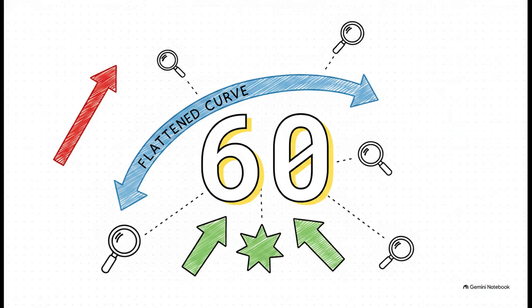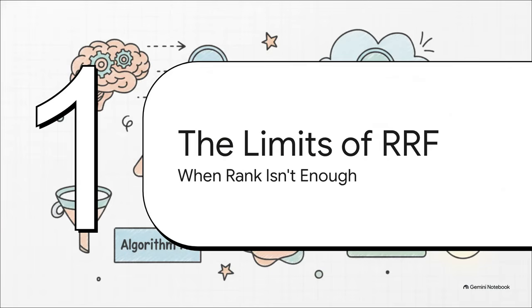By adding 60 to the rank position in its formula, RRF prevents any single overperforming retriever from completely dominating the results. It flattens the curve just enough to force the system to prioritize agreement across all engines. Basically, a result loved by both systems will always beat a result loved by only one. But, as we'll see in Section 4, the limits of RRF. Sometimes, rank just isn't enough.